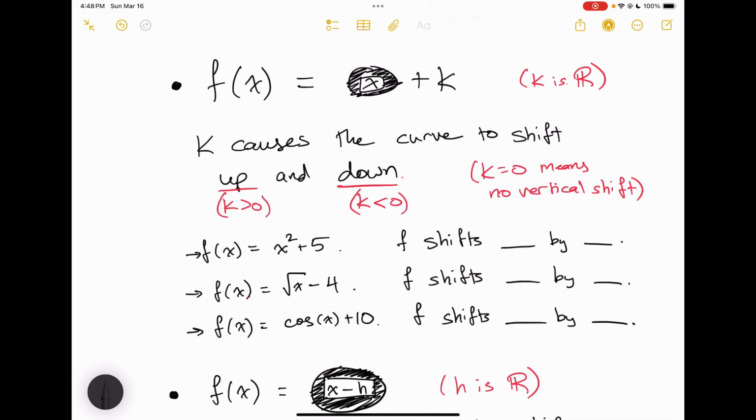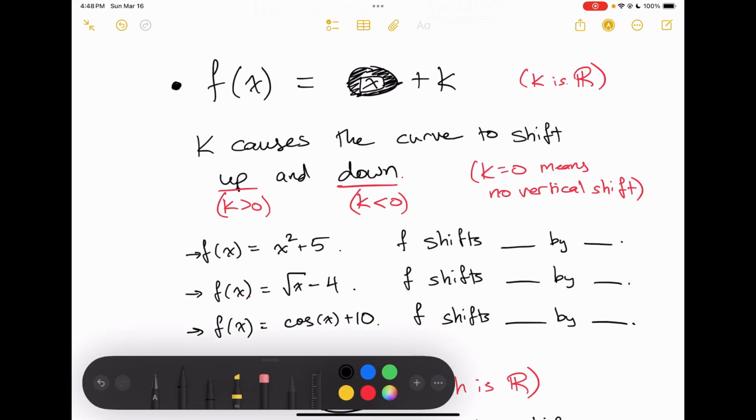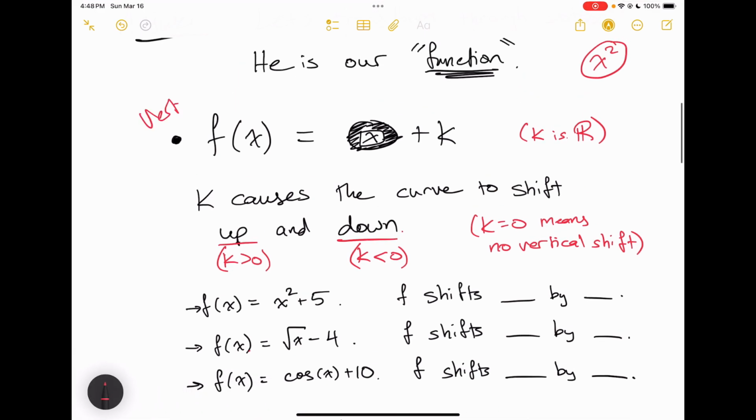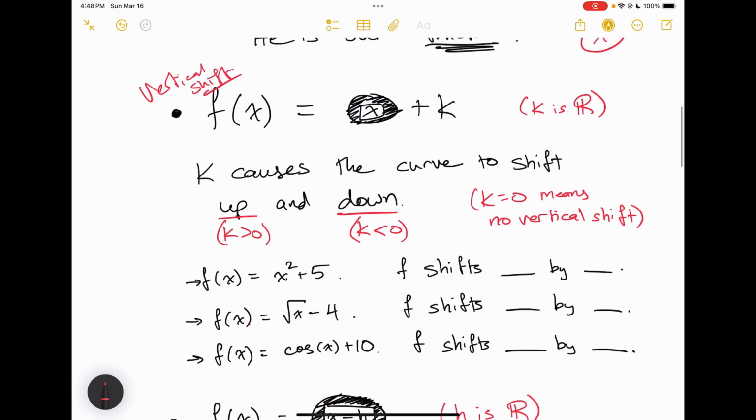Let's start off with the first thing we saw, vertical shifts, which we can title right here, vertical shift. We've generalized the outside term being added as k, k being any real number. K causes the curve to shift up or down. If k is positive, then it will shift up. If k is negative, which is what less than 0 means, it will shift down, which is what we saw before. However, if k is 0, then we'll have no vertical shift.